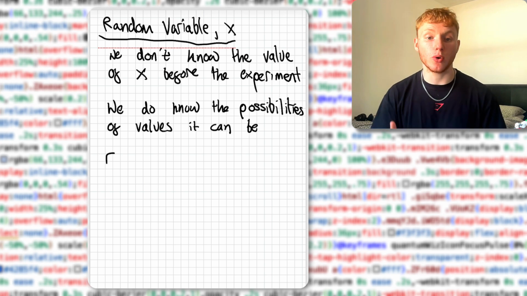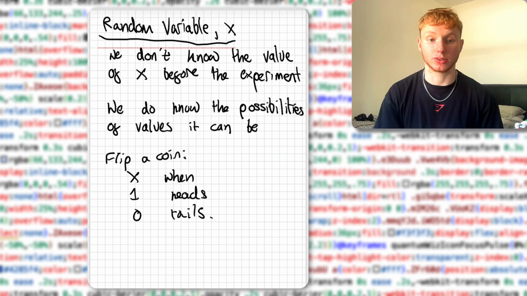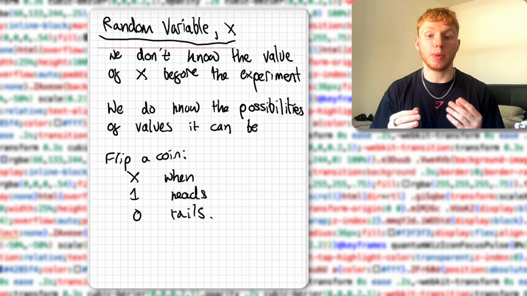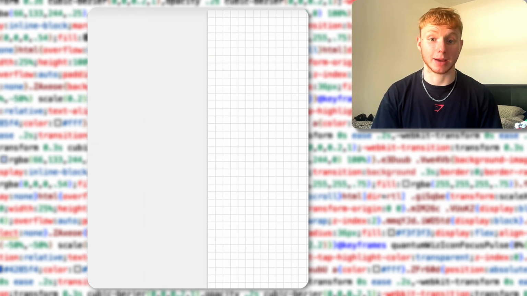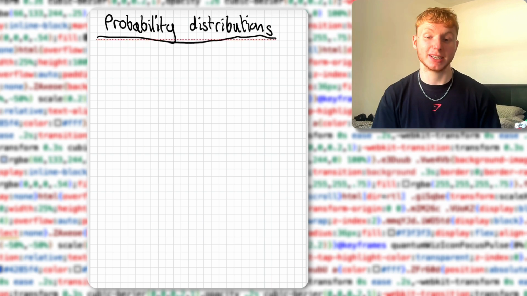So let's say a coin flip. Our random variable is x, which takes the value 1 if it's heads or 0 if it's tails. So right now, we don't know x as the flip hasn't happened, but we will know x after the flip has happened. This is where a probability distribution comes into it.